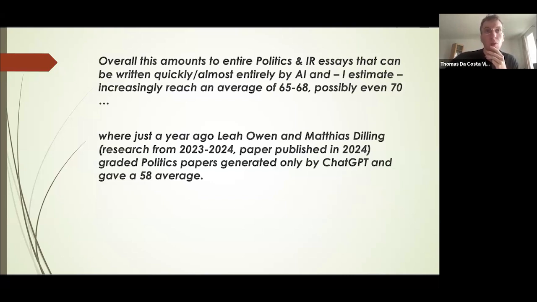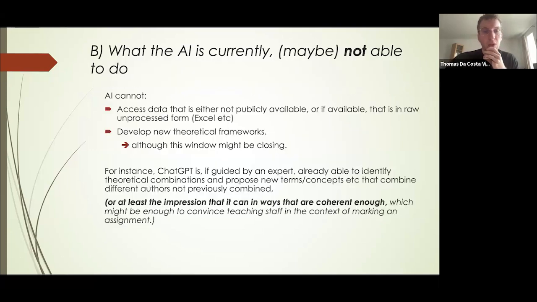Where just a year ago, when Leah Owen and Matthias Dilling presented their research to us and wrote their paper, they graded essays, and the AI could not make a consistent argument and was going in all sorts of directions and was closer to a 58, 62 average. But they were already noting at the time that this was only increasing. So this is what the AI can do.